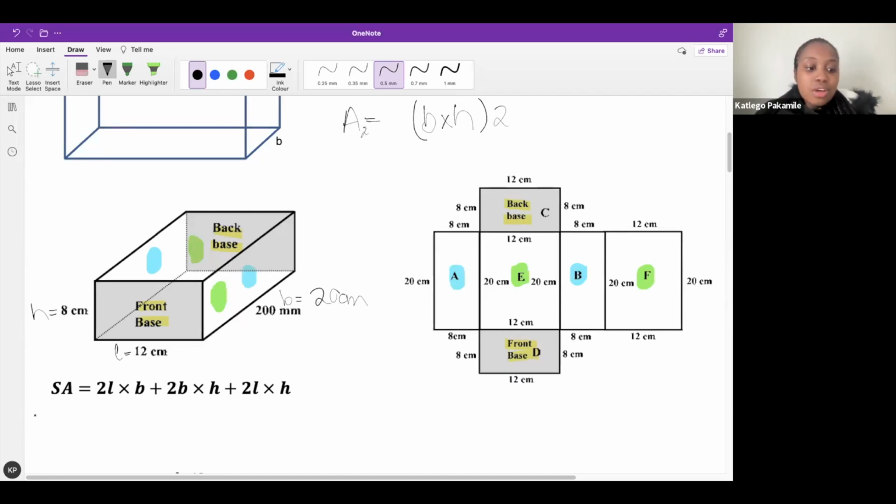Okay. So surface area, that's what SA means, equals 2 times length times breadth. That's the bottom and the top rectangle. Plus 2 times breadth times height. Right? That is which ones? The one in front? Nope. The one on the sides. That one, that one. So left and right. Plus 2 times length times height, which is front and back base.